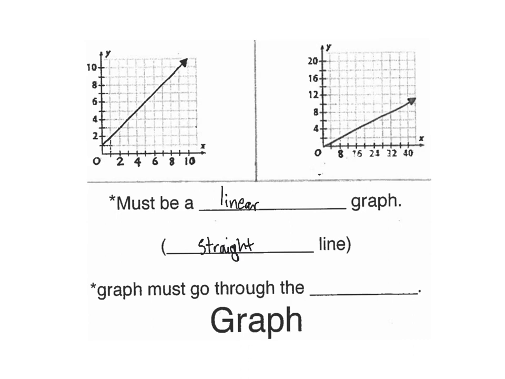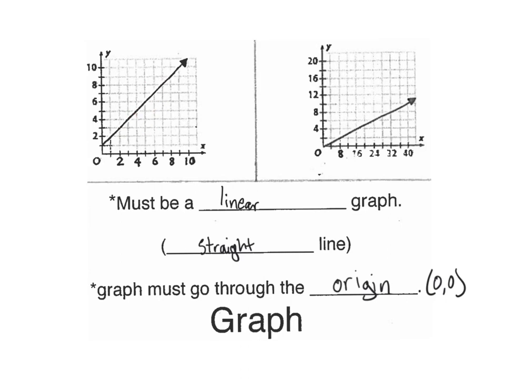The next requirement is the graph must go through the origin. And that just means the coordinate 0, 0. That is the first thing in the graph that I would check every single time. So let's go up to our graphs and let's check. We're going to start with the left one over here.